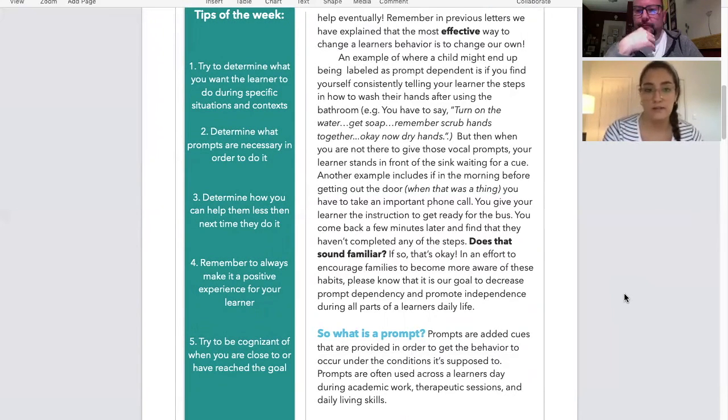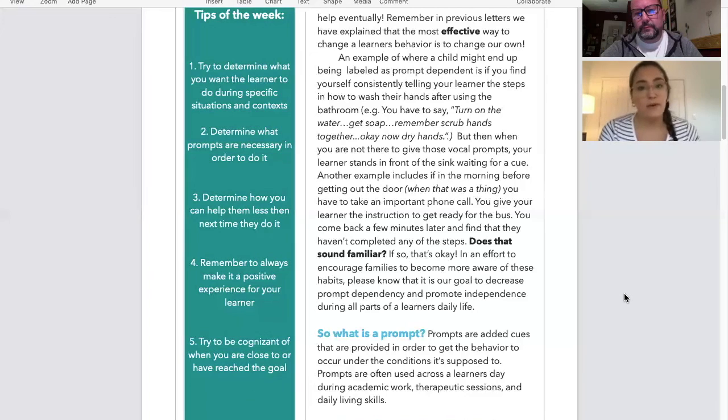So one example is you might find yourself constantly reminding your learner the steps in how to wash their hands. Sometimes it's passive. You don't even realize that you're doing it. You might be saying, oh, it's time to turn on the water. Don't forget to get your soap. Scrub both hands on both sides. Now dry your hands. But then if you're not there or someone's not there to give those vocal prompts, the learner may just stand in front of the sink, waiting for some of those cues that you might not even have been realizing that you were giving them every time.